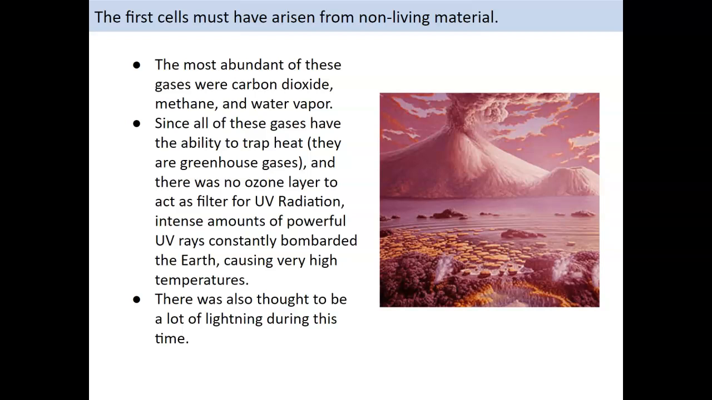Coupled with this, there was no ozone layer. Our ozone layer today acts as a filter for some of the UV radiation that is coming in from the sun. Without that filter and having such high concentrations of potent greenhouse gases, it did allow for a very high temperature to occur in early Earth. And so there had to be somewhere on Earth where this was happening that essentially allowed for the first cell to form. During this time, there was also thought to be a lot of storms, so a lot of lightning, that electrical energy that was present, and that is something else to consider as well.